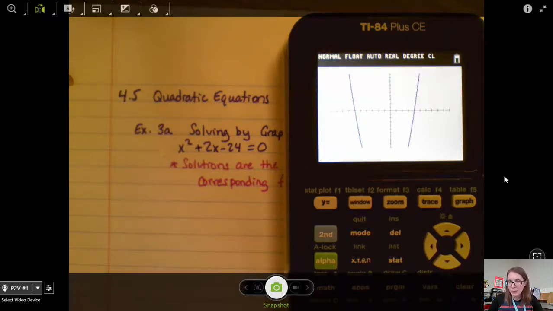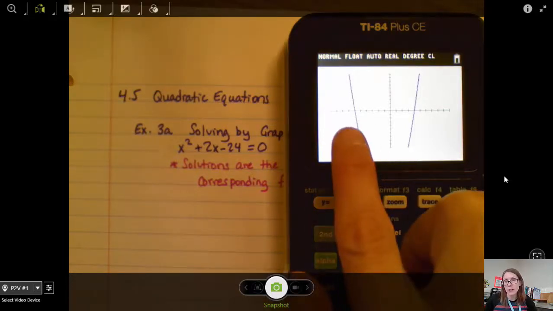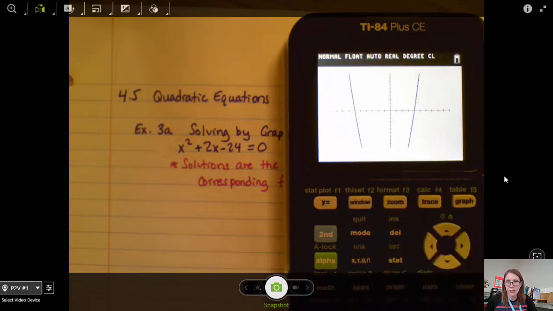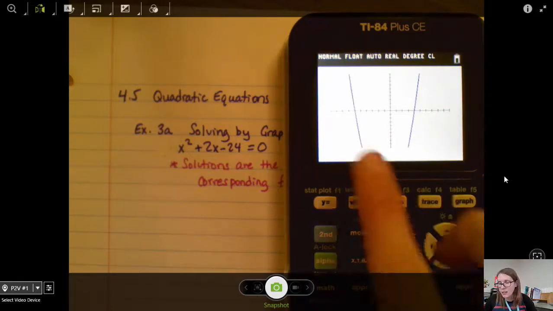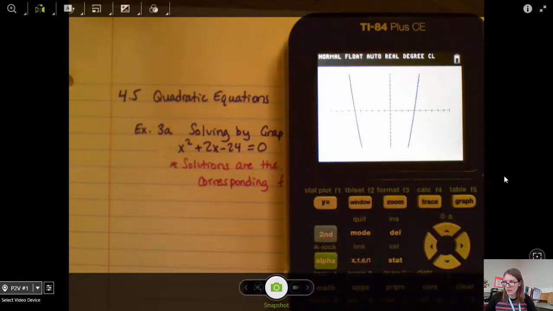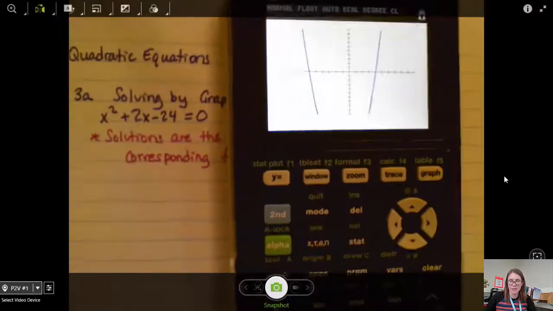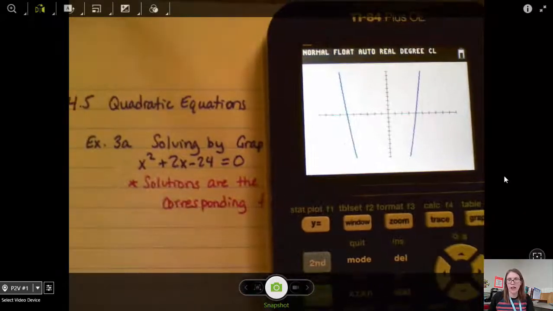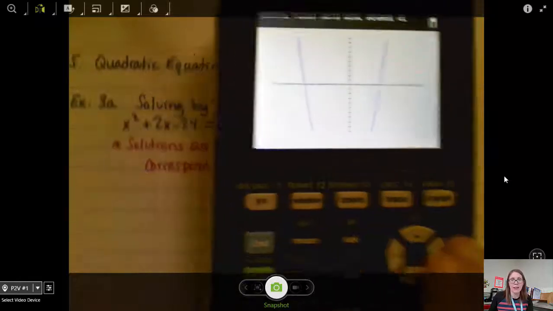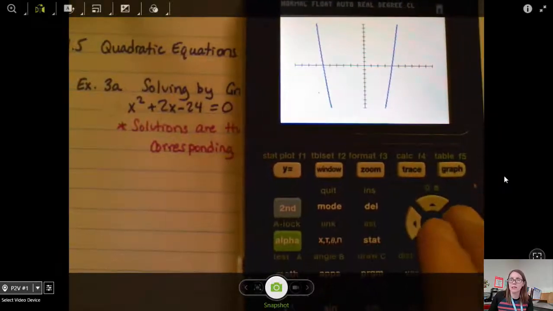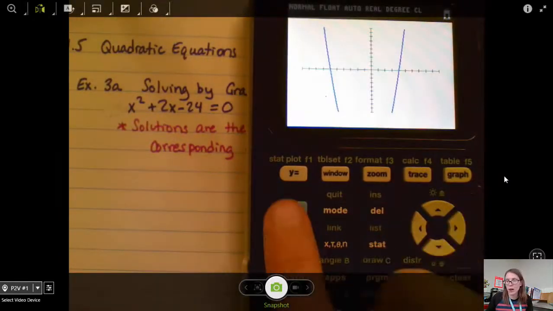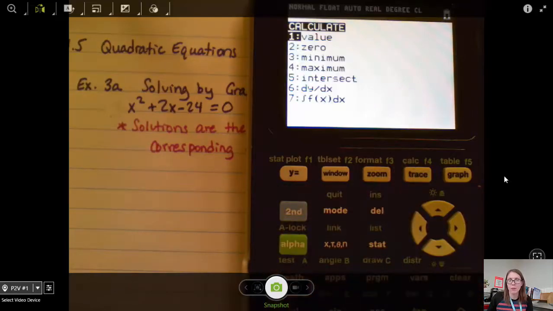All right, so I'm looking for where my x-intercepts are, and I can see right here, I have an x-intercept here, and I have an x-intercept here. In this case, my x-intercepts look like they're at nice whole numbers, but what if they're not? Here's one way we can figure out our x-intercepts, by letting our graphing calculator find it for us. We are going to go to second calc, because we want our calculator to calculate something for us.